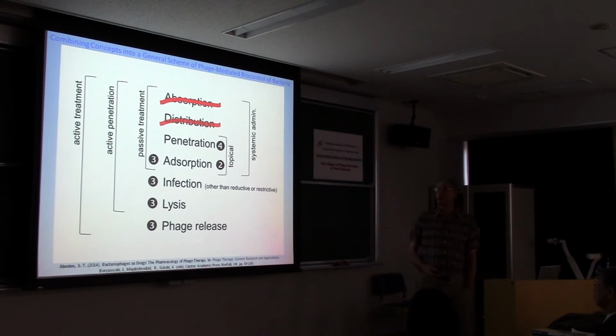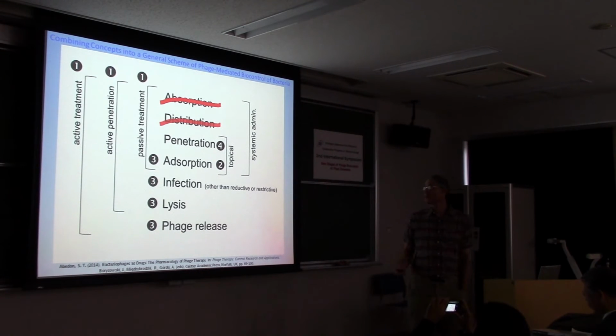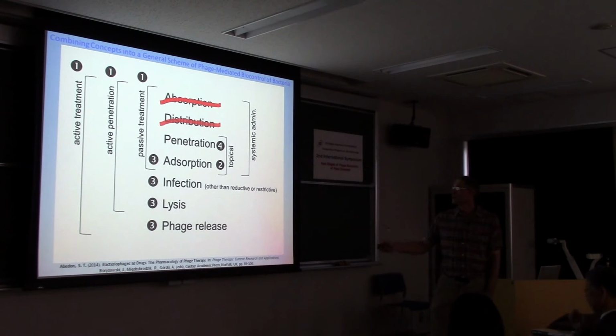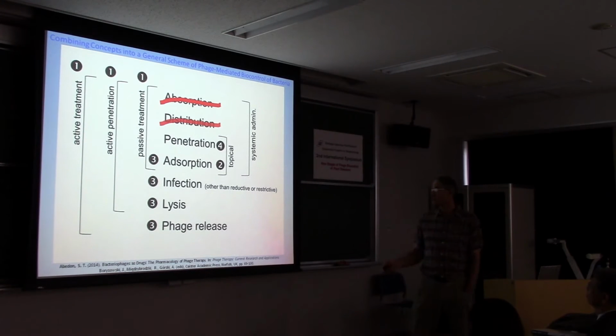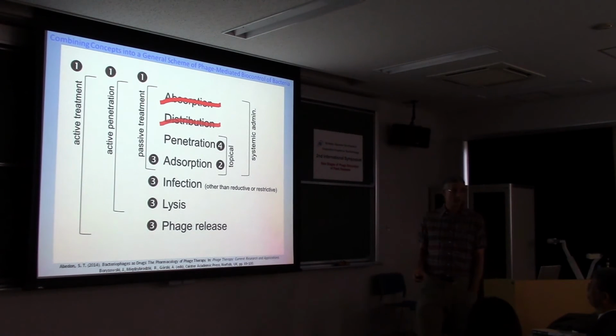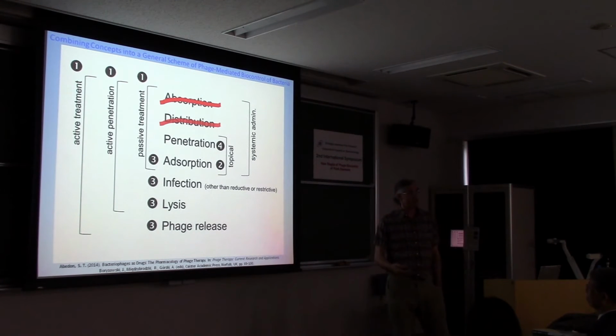The more phages you have around, the faster you'll have adsorption. And then we can divide up the type of therapy that we're employing in terms of the bacterial density. Active treatment requires higher bacterial densities than passive treatment. With passive treatment, at a minimum, the phages are going to have to adsorb to bacteria. With what I call active penetration, at a minimum, the phages are going to have to be lysing bacteria that they're infecting. And then active treatment actually requires the phages to actively infect cells, effecting phage release.